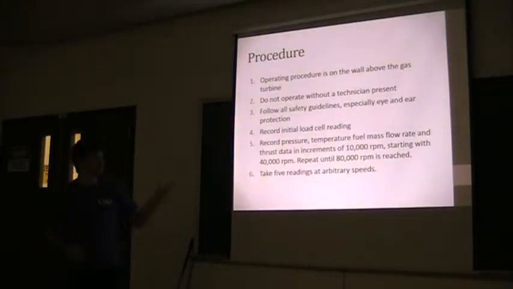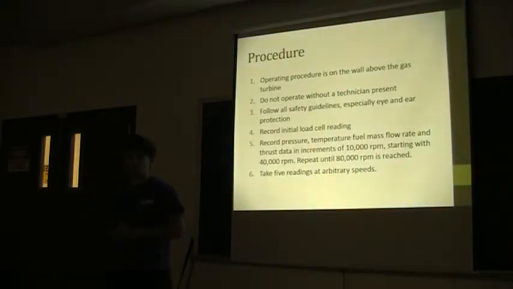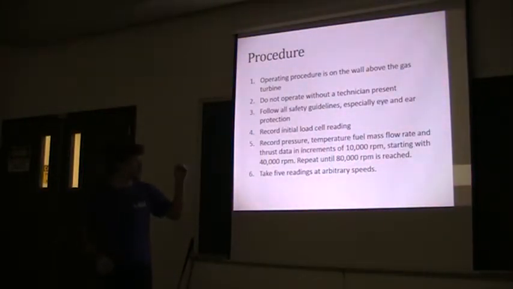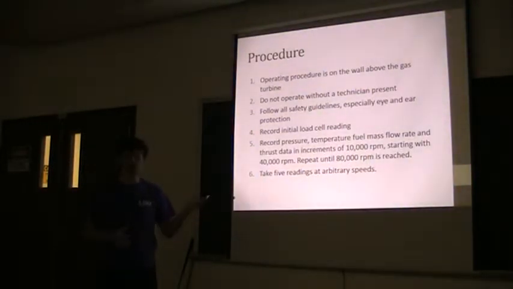Procedure: you're going to be operating, and there's a list of procedures on the wall above it. You don't want to do it without a technician, and follow safety guidelines for this one in particular. Use earplugs, because it's going to be loud. You're going to record the load cell reading and different pressure, temperature, fuel mass flow rate, and thrust data in different increments from 40,000 to 80,000 RPM, and then take 5 readings at arbitrary speeds.